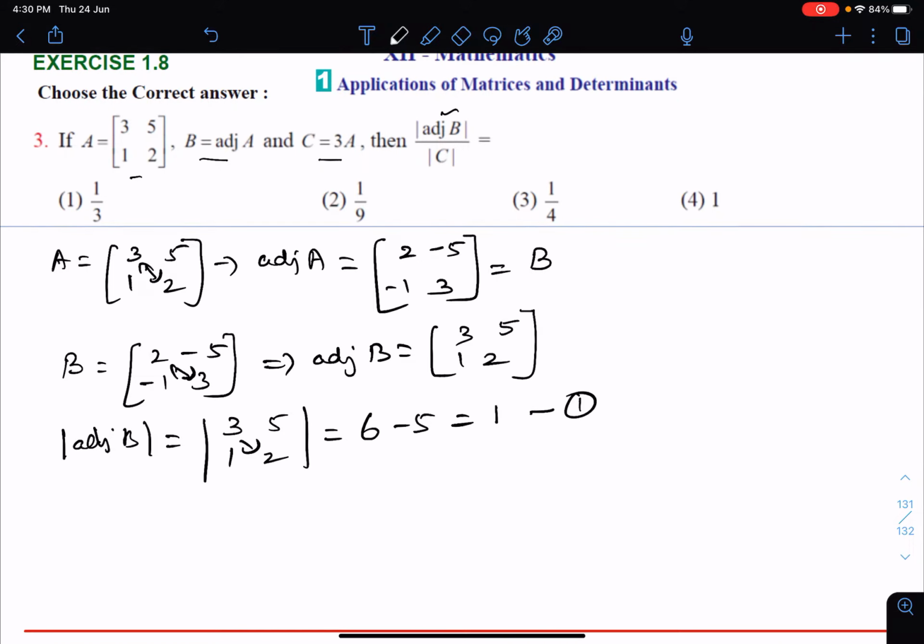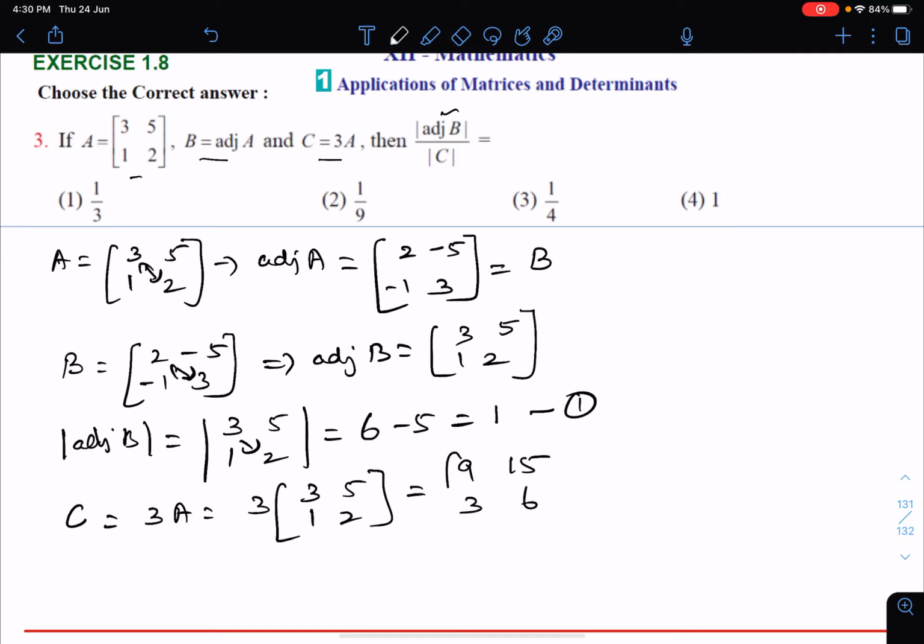Now we'll come to C. For C, what they have given? C equal to 3 into A. So 3 into what is our A? 3, 5, 1 and 2. So when you multiply, what will be your answer? 3 3s are 9, 3 5s are 15, 3 1s are 3, 3 2s are 6. Now we have found C, and still it's not over.